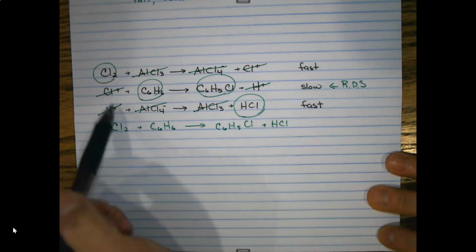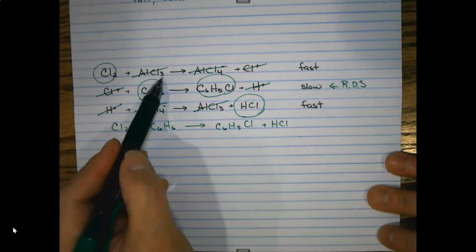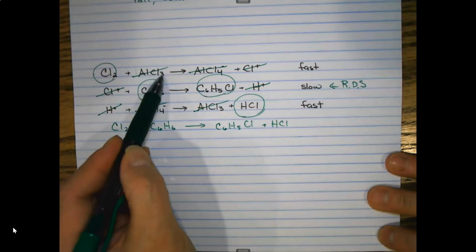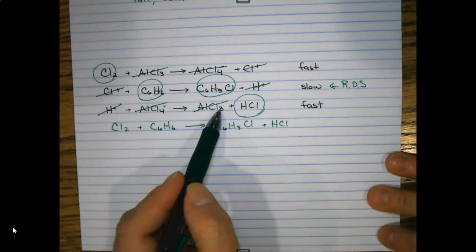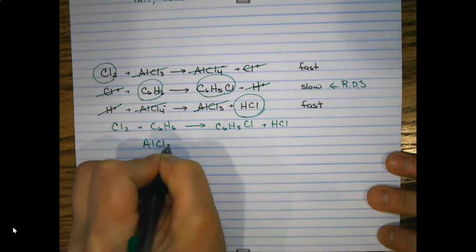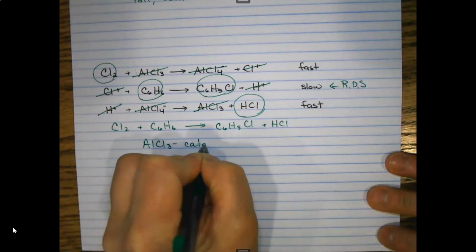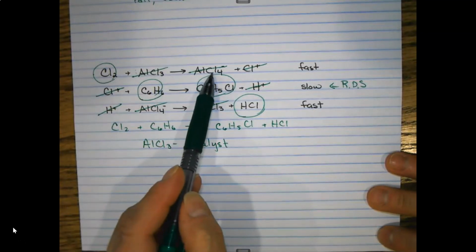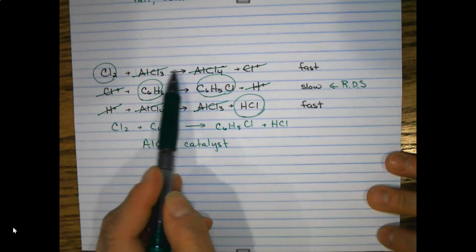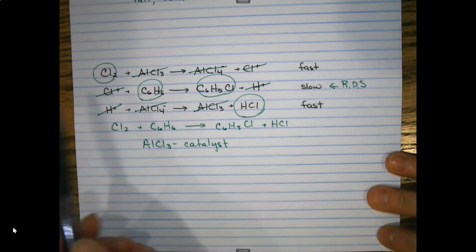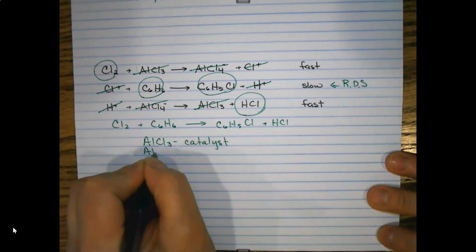And now, what about these things that I crossed out? AlCl3 appears first on the reactant side, goes into the equation, but then gets kicked out in the end. So that is an example of a catalyst. AlCl4- gets generated in the first step, but used up in the third step. So that's definitely an intermediate.